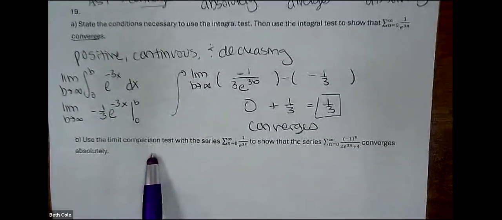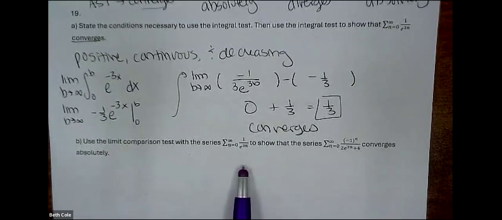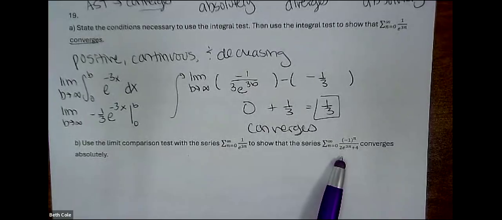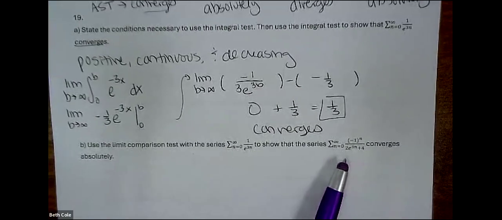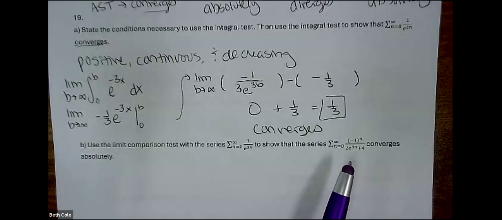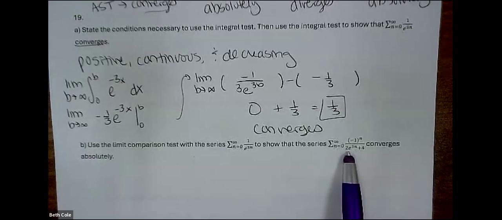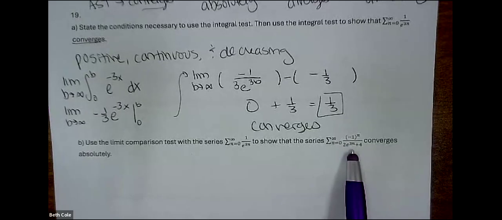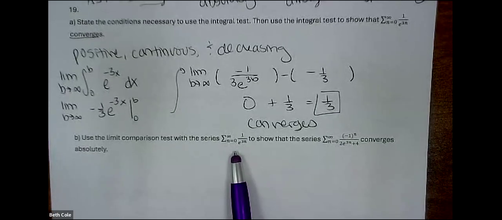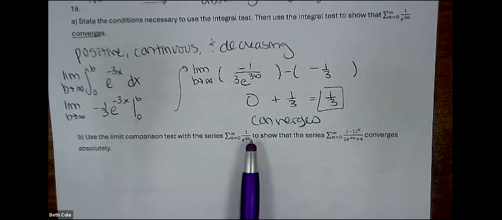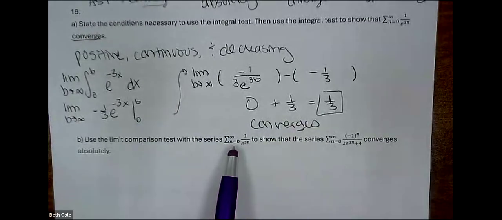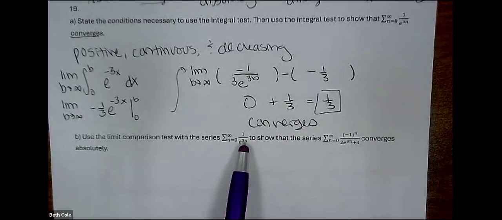All right, use the limit comparison test with this series to show that this series also converges absolutely. Wait, hold on, let me read that again. We want to do a limit comparison. Oh, okay, I get what they're saying. So this is the series. We want to compare it to this series. So they're telling you which one to compare to. And we already showed that this one converged. Like we literally just did that.